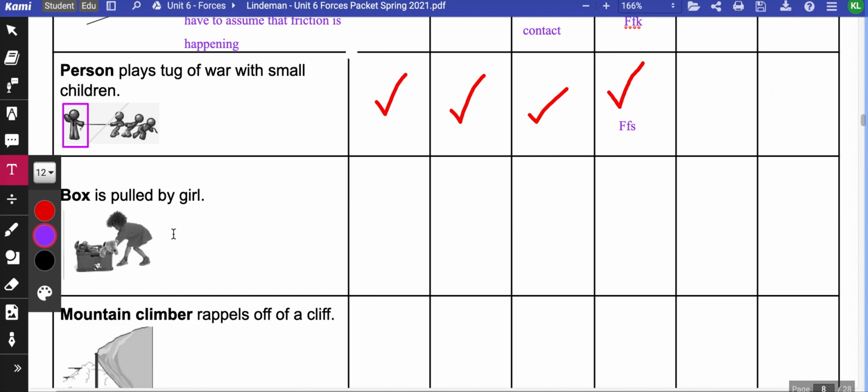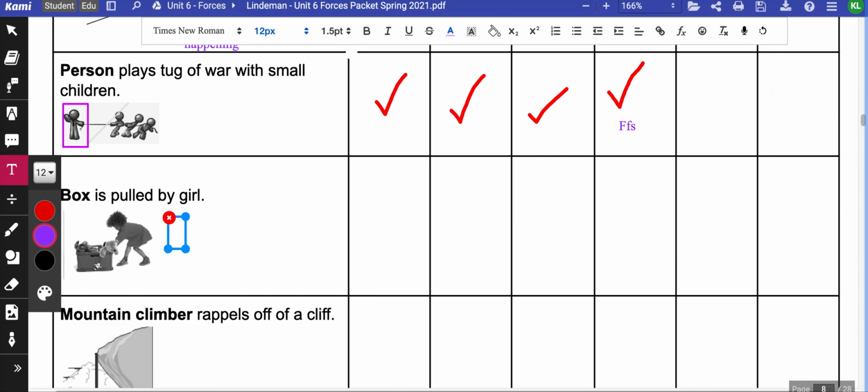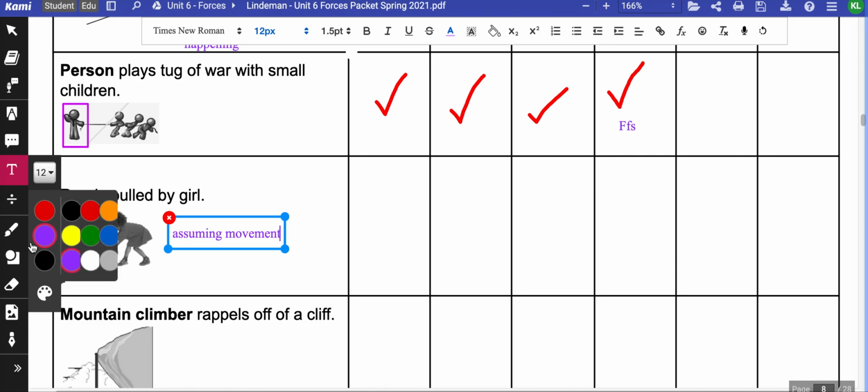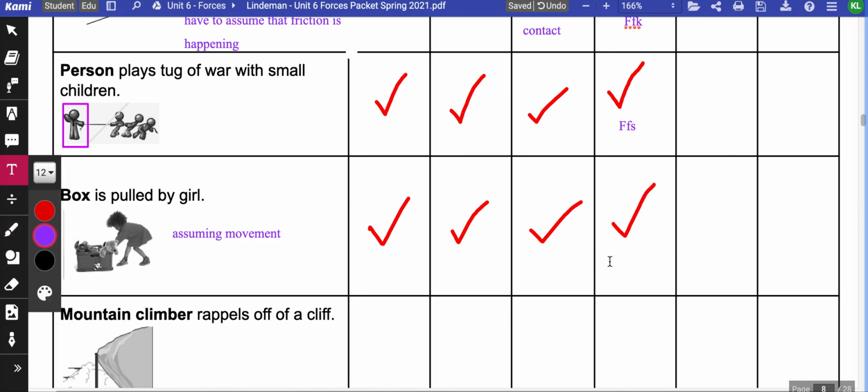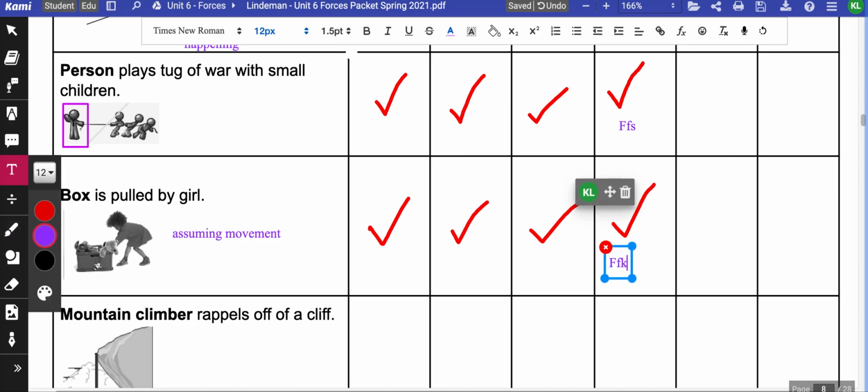For this next one, box is pulled by girl, and for this we are assuming movement. So if we're assuming movement, we have gravity force, we have normal force, we also have push force, because the box is being pulled, the box has that action occurring on it. And then since we have movement, we also have FFK.